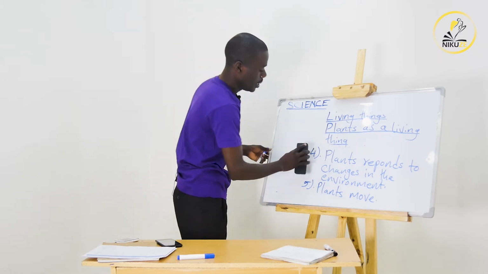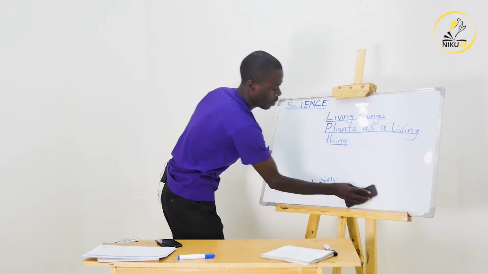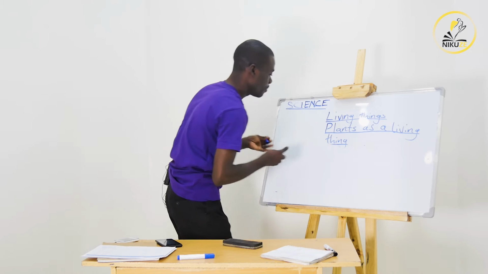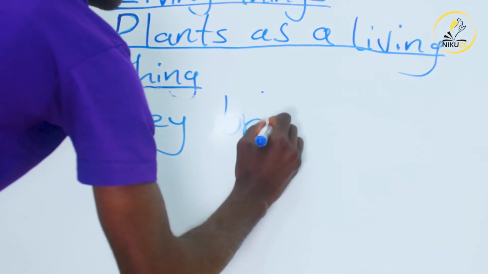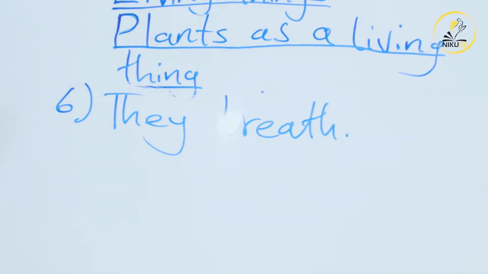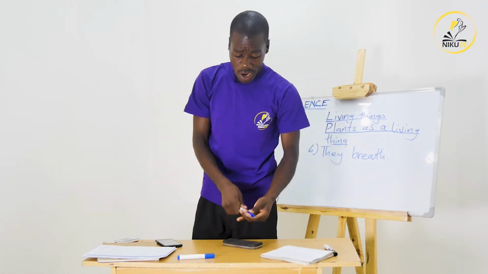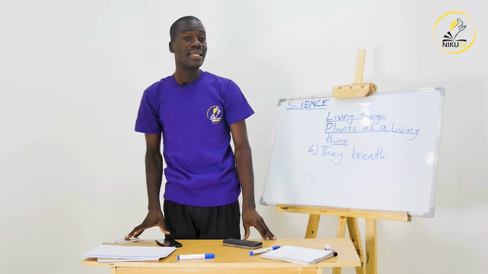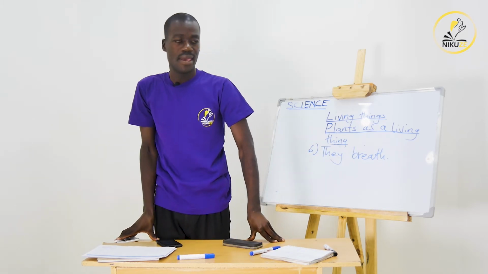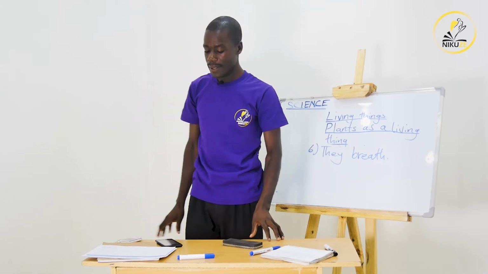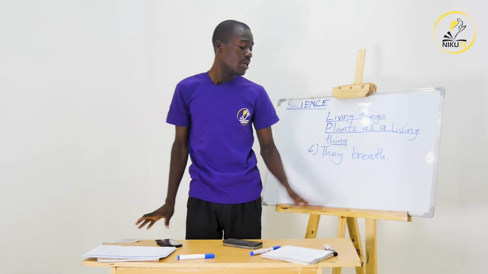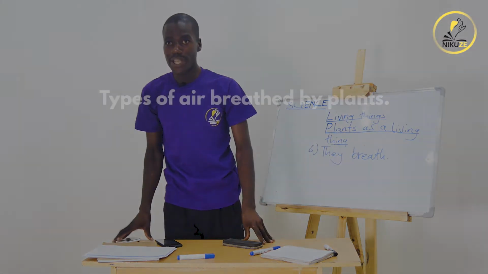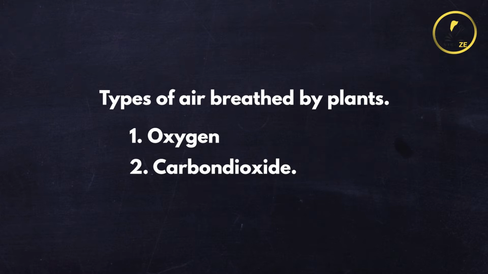The sixth point, they breathe. As human beings breathe, also the plants breathe. How do they breathe? And which air do they breathe? We have two examples of air that are breathed by plants. The first one being oxygen and the second one being carbon dioxide.